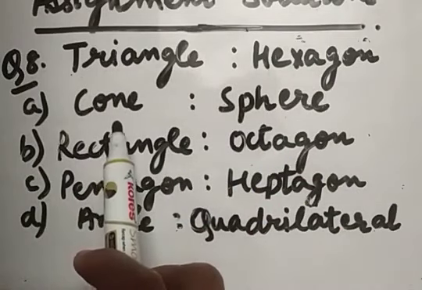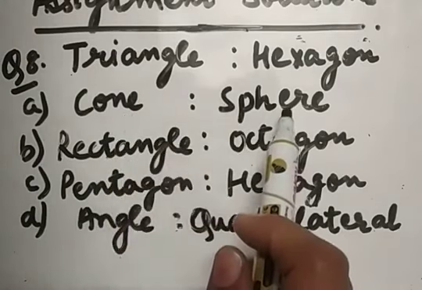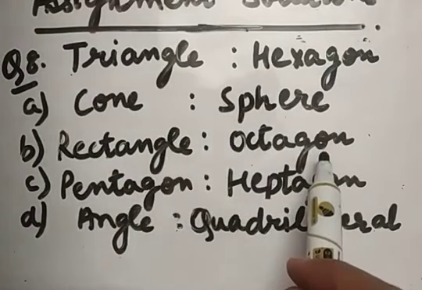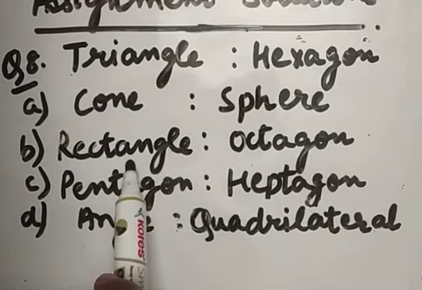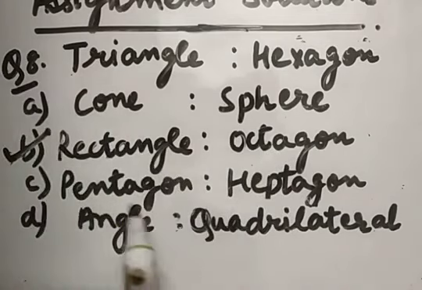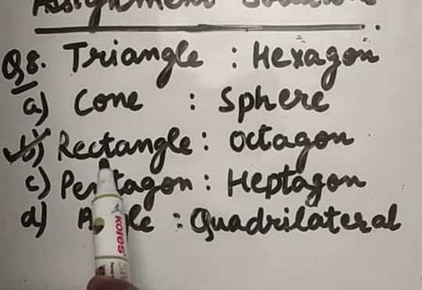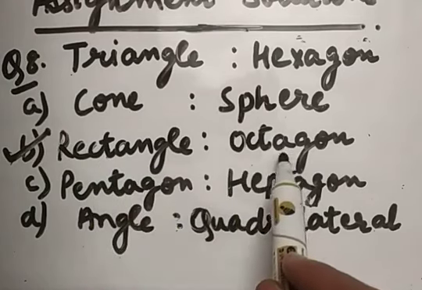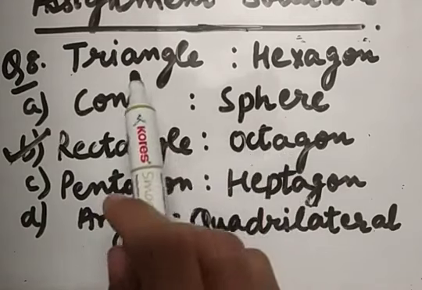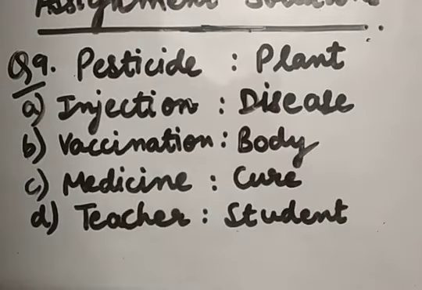So let us see which option best suits this relationship. Cone, sphere, we do not find this relationship. Rectangle, octagon. In rectangle number of sides are 4, in octagon number of sides are 8. So this can be the correct option. Pentagon number of sides are 5, heptagon number of sides are 7. So they do not bear that relationship. Angle, quadrilateral. So we will also not go with this option. So the best option or the correct option is rectangle, octagon, as it bears the same relationship as it is between triangle and hexagon. So for question number 8, the correct answer is B option.